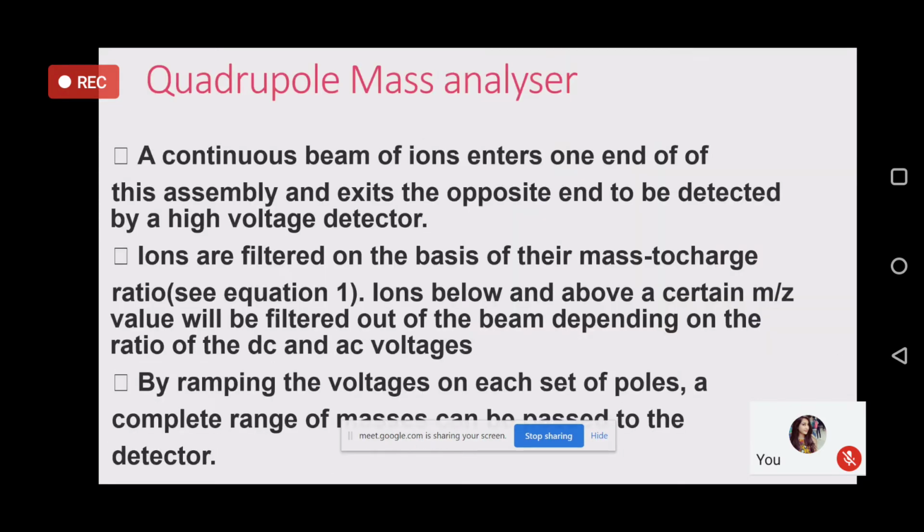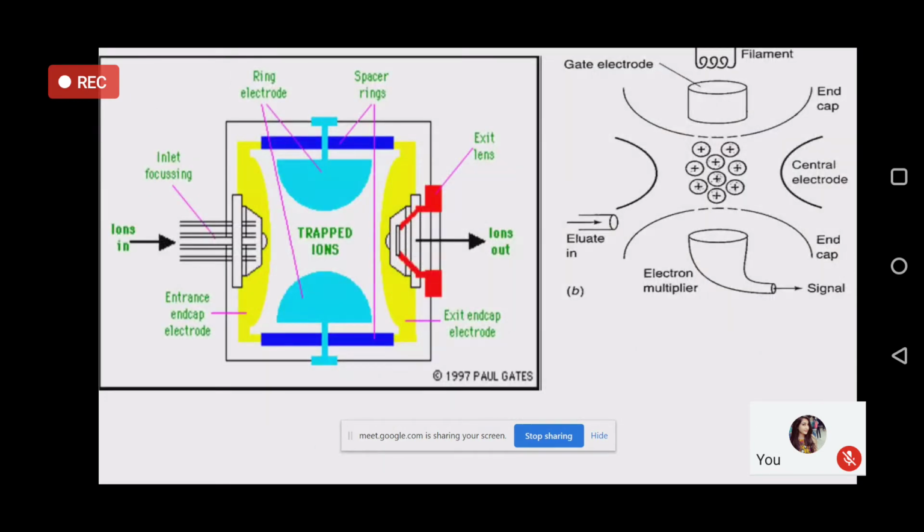Now, in the case of an ion trap, why is the word trap used? The answer is very simple. In the case of an ion trap, the ions with different M by Z values are all trapped inside. And then you can select one particular M by Z, and that will get detected. So it is called an ion trap because you are able to collect and keep the ions in that particular volume or in that particular ring which is being used.